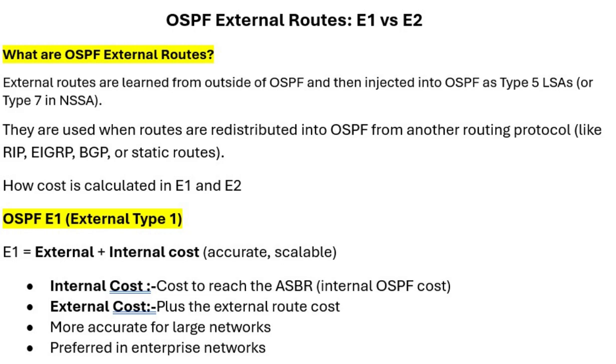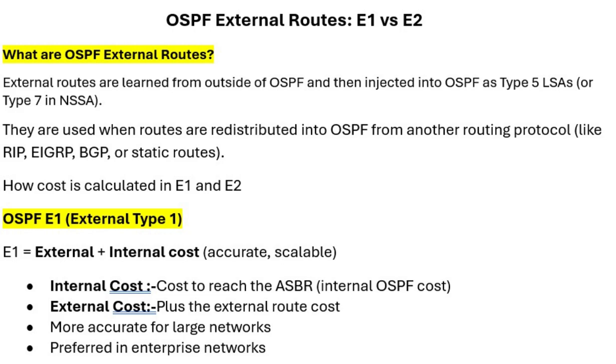External routes are simply learned from outside of OSPF, from other protocols like RIP, EIGRP, BGP or static routes. They are used when we are redistributing into OSPF from another protocol, right? How is the cost calculated in E1 and E2?